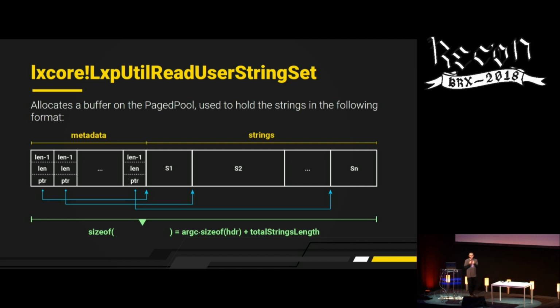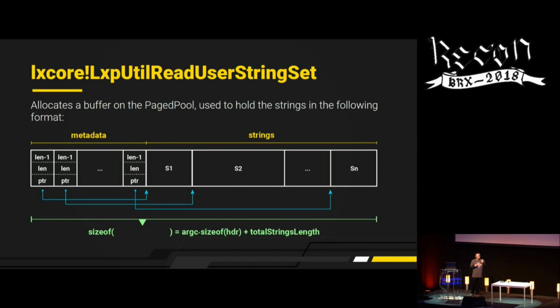The metadata contains headers, one header for each string, and each header contains both the length and the length minus one of the string it represents. I have no idea why Microsoft thought it was necessary to hold both of them, but apparently they did. And of course, a pointer, which points to the beginning of the relevant string. Now, there is basically a loop which writes the string headers, the metadata, to the beginning of the chunk, and then writes the strings.